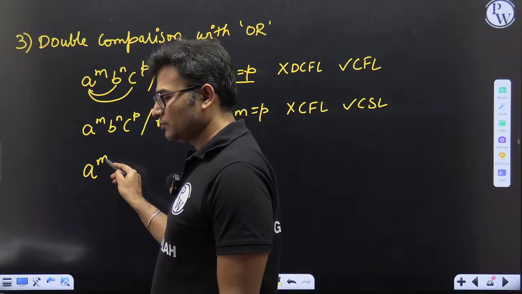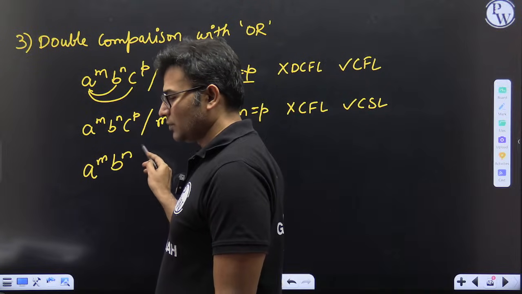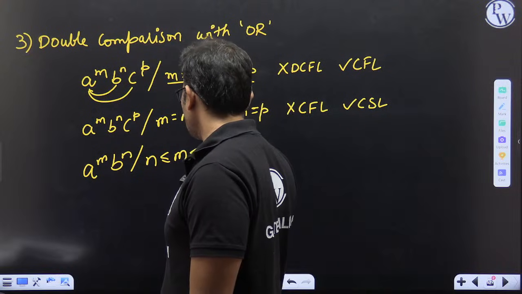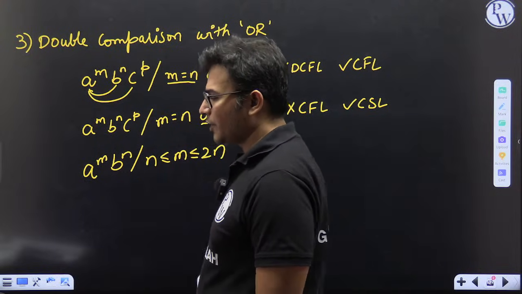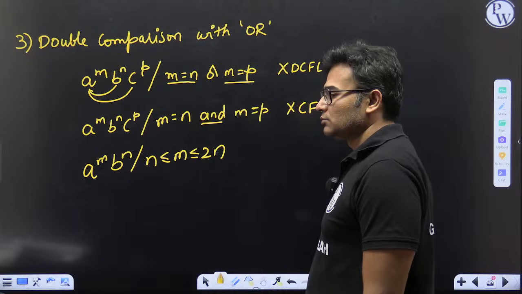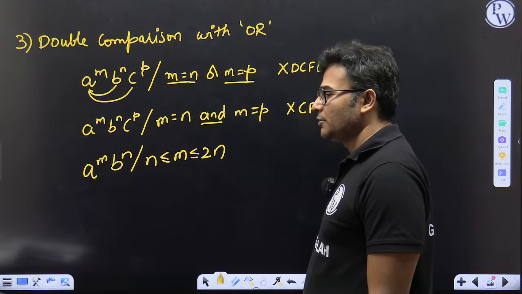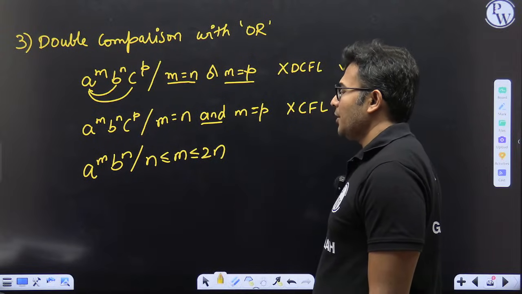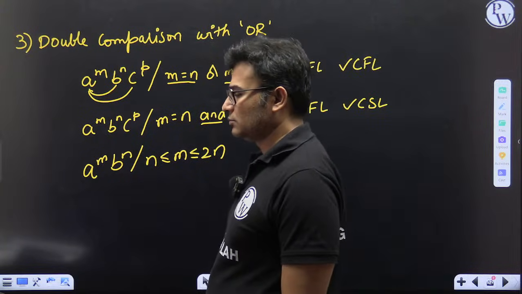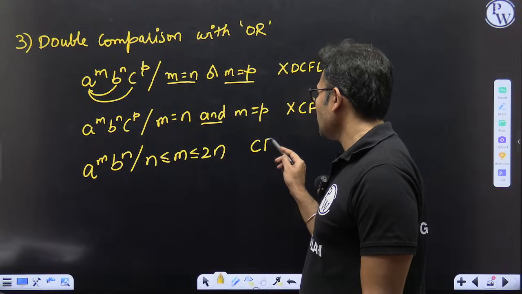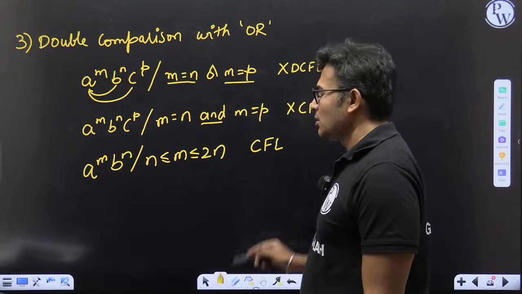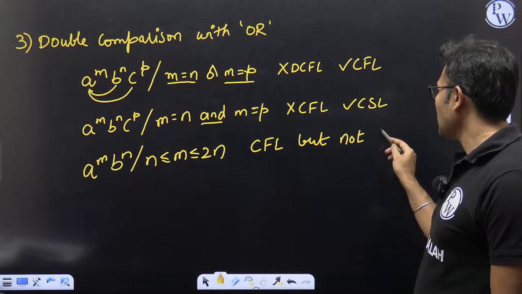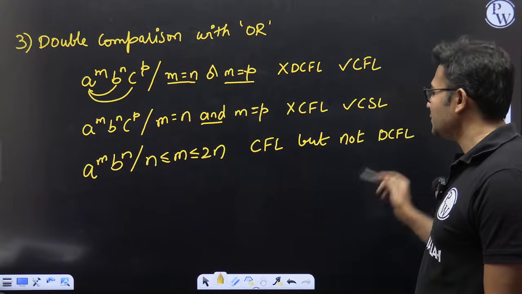Tell me about this. A power m, b power n such that n is less than or equal to m is less than or equal to 2n. Double comparison, right? So this language is CFL but not DCFL.